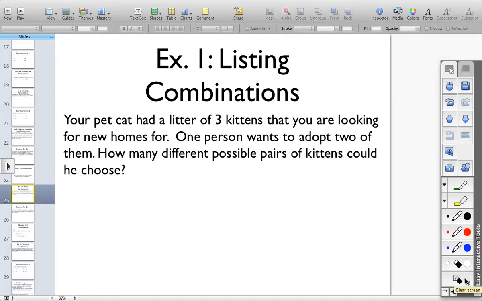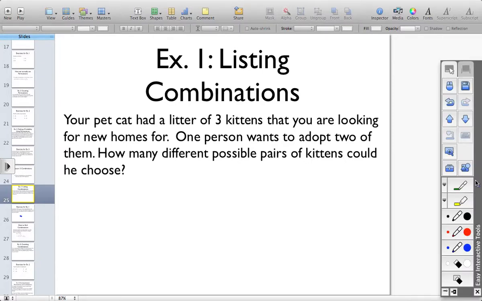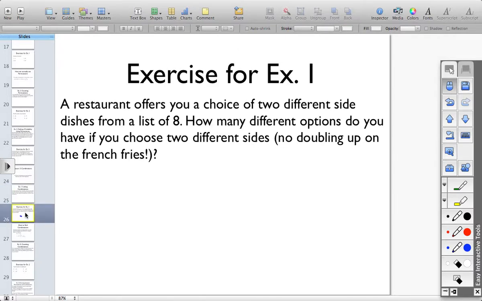Now again, the reason why we go through all this is because we want to save time on having to write out and draw out all these combinations and all these sample spaces. We're trying to mathematically do this instead of writing out all the possibilities. So let's take a look at our example. A restaurant offers you a choice of 2 different side dishes from a list of 8.